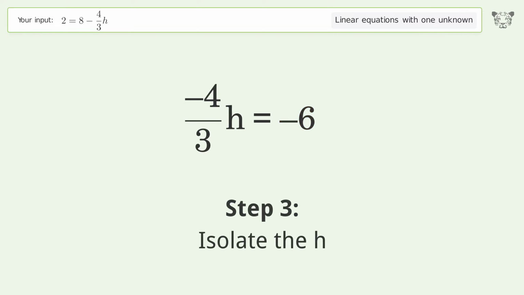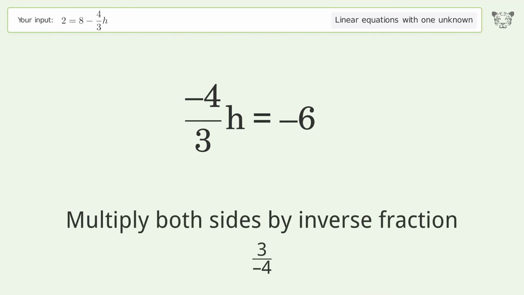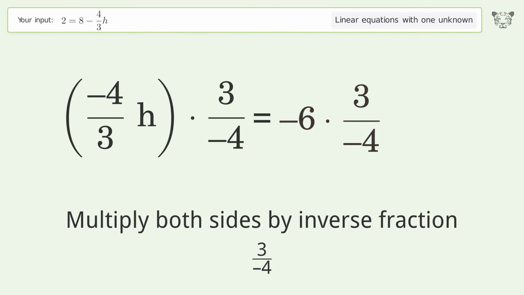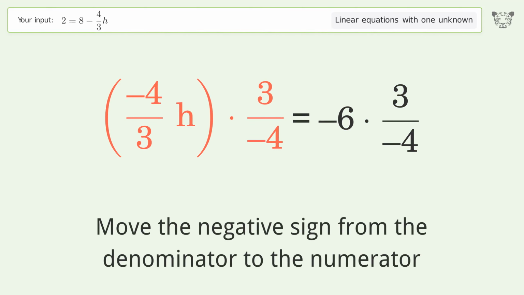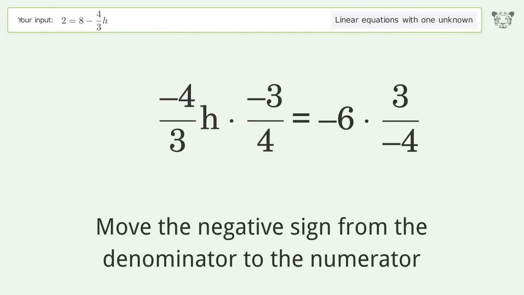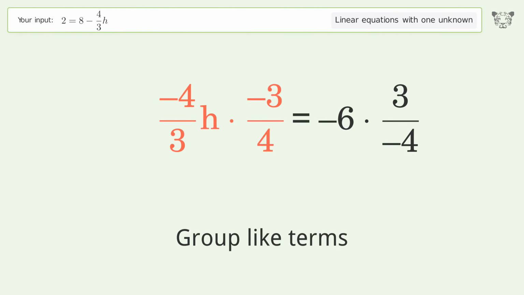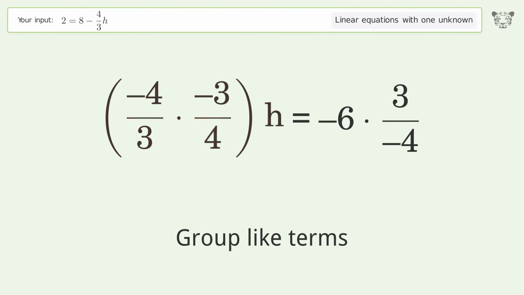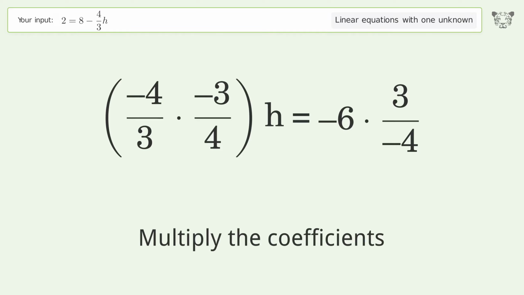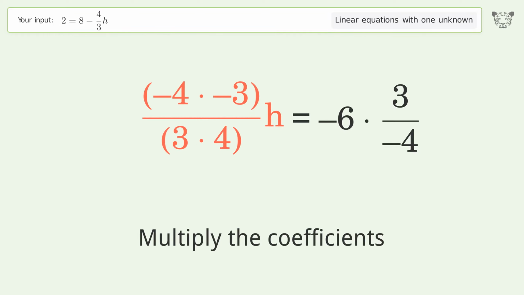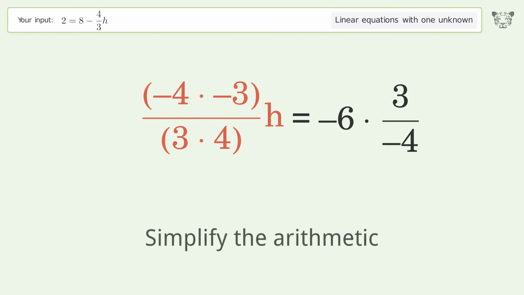Isolate the h. Multiply both sides by inverse fraction 3/-4. Move the negative sign from the denominator to the numerator. Group like terms. Multiply the coefficients. Simplify the arithmetic.